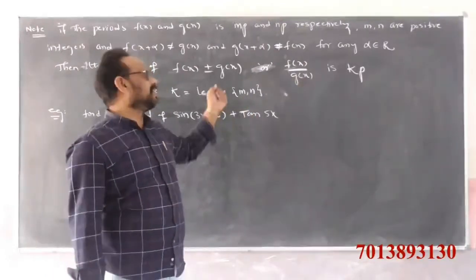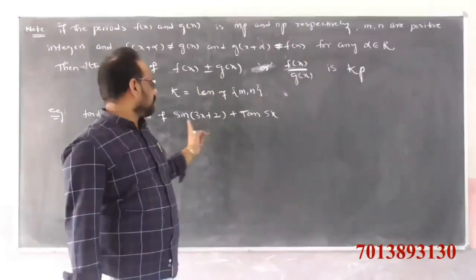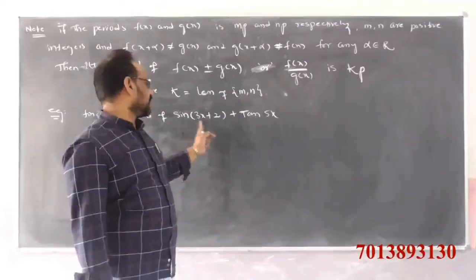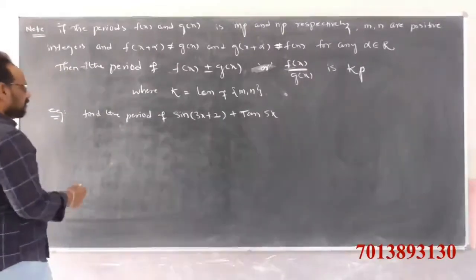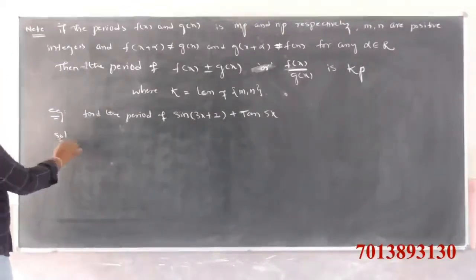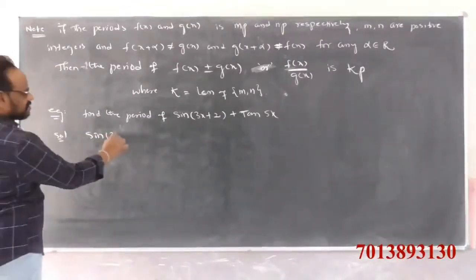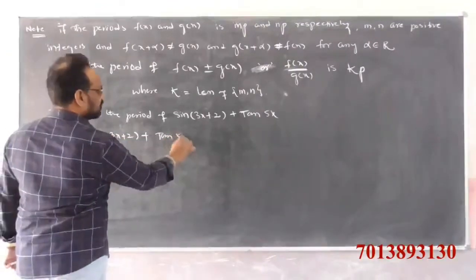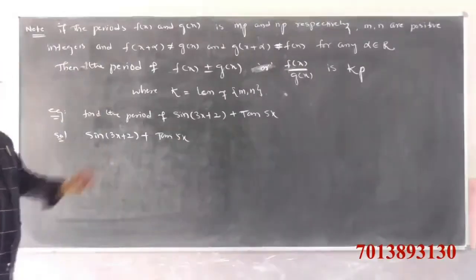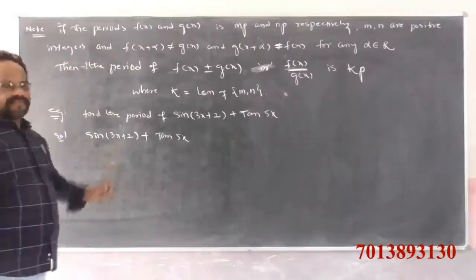The LCM is clearly the period of f of x plus g of x. So observe here, solution. They gave sin 3x plus 2 plus tan 5x.